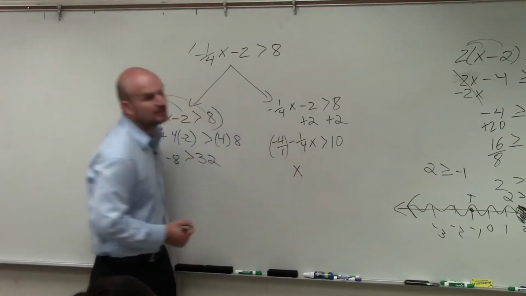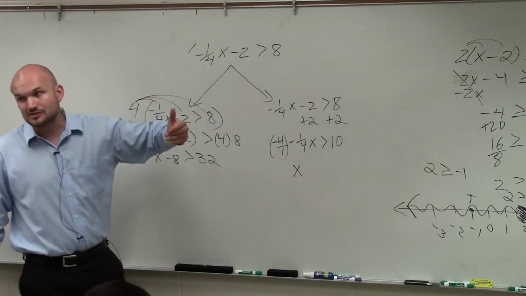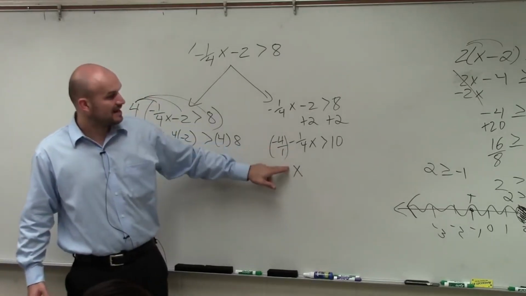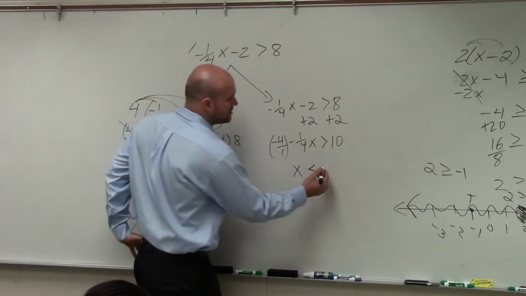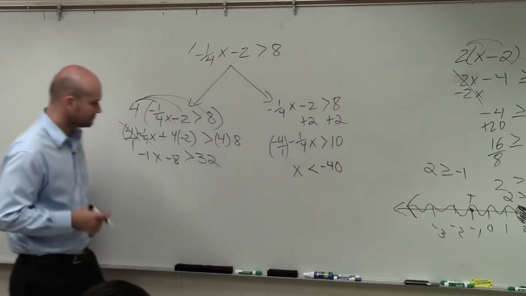I want to multiply by negative 4 over 1 because I want to make this a positive variable. And this is the reason why in that problem I wanted you guys to always solve for the positive variable, because a lot of students, including myself, forget that when you multiply or divide by a negative number, you have to flip the inequality symbol. So now this one becomes negative 40.